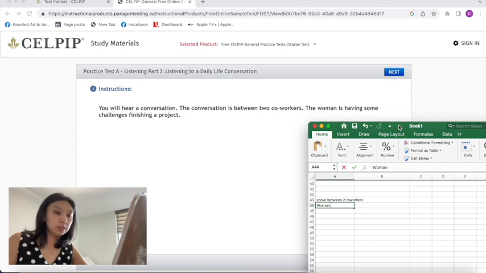So woman, di natin alam kung woman ba yung kausap niya or man din, but we can put here that challenge finishing a project. So again, you have to take down as much notes as you can.